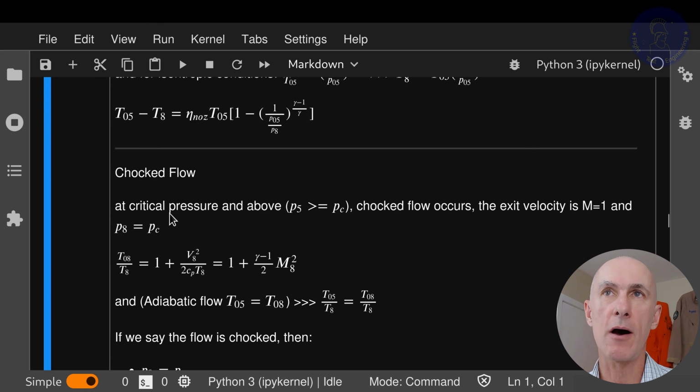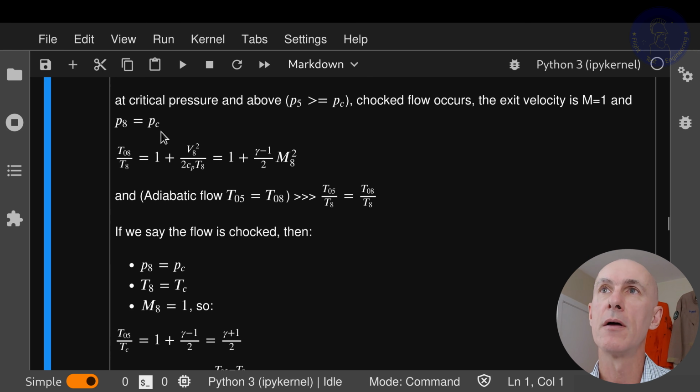Now, we will need to account for two cases here, choked and non-choked flow. So let's figure out the choked case first. In this condition, we know that the Mach number at the throat will be 1. And we define the pressure that this occurs at as being the critical pressure, PC, together with the temperature, TC.